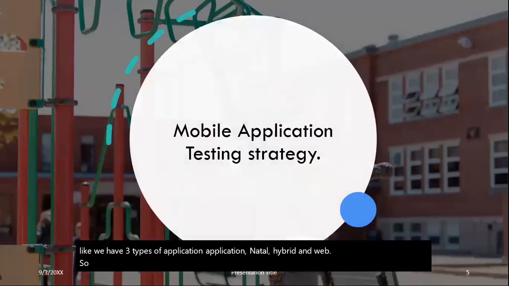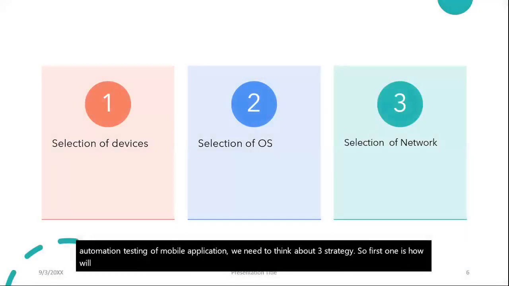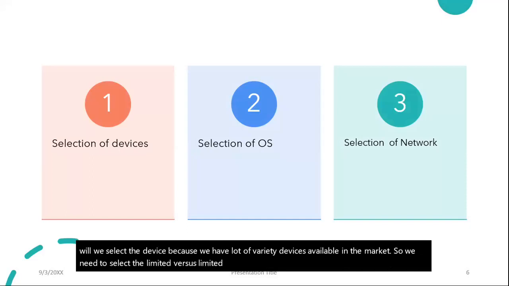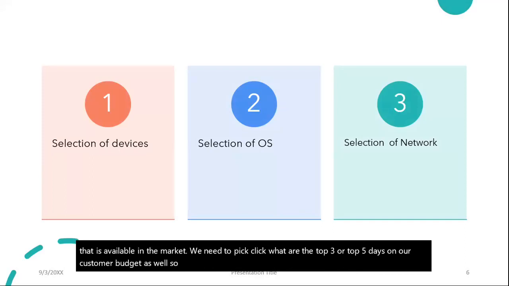If you are going to move forward with manual testing or automation testing of a mobile application, we need to think about three strategies. The first one is how we will select a device, because we have a lot of variety of devices available in the market. We need to select a limited number of devices, because we can't test on all the devices available in the market. We need to pick the top three or top five based on our customer's budget as well. So selection of devices is important.